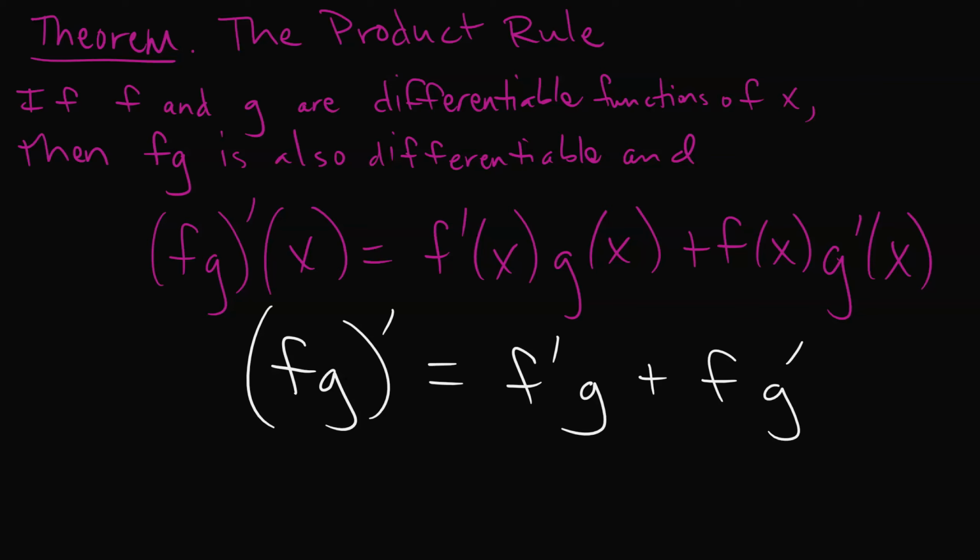So we'll prove this and work some examples, but notice that the derivative of a product is not just the product of the derivatives. So it's not as nice as the sum rule where we can just take the sum of the derivatives individually. Here there's a little more to it, and we'll see why when we go through the proof.